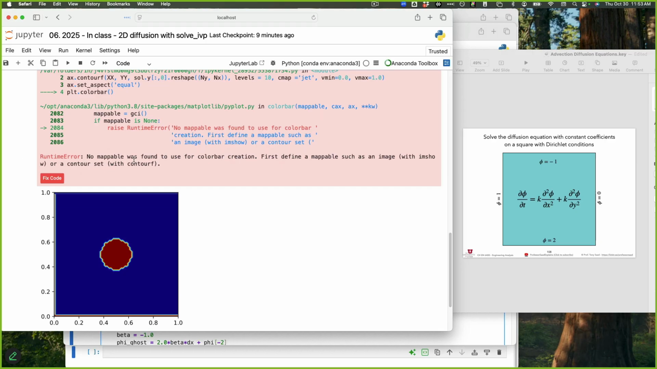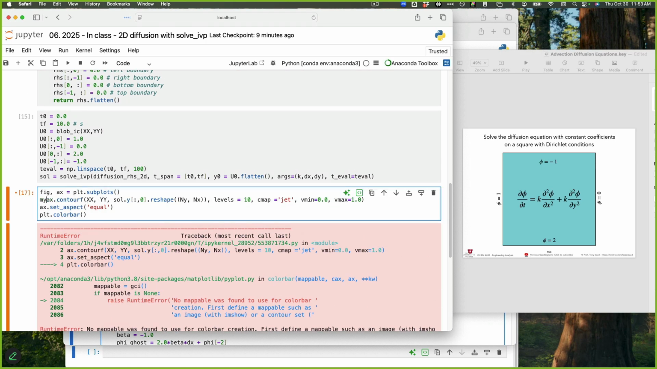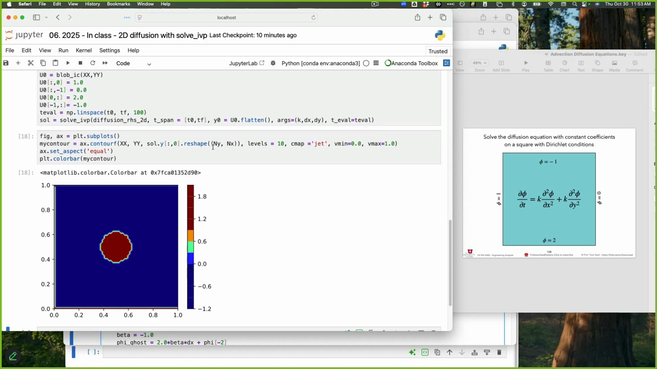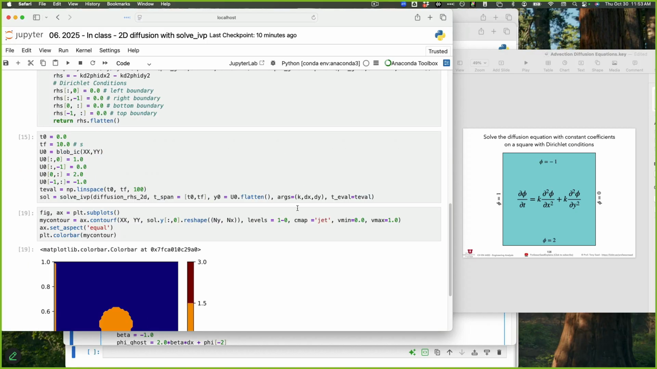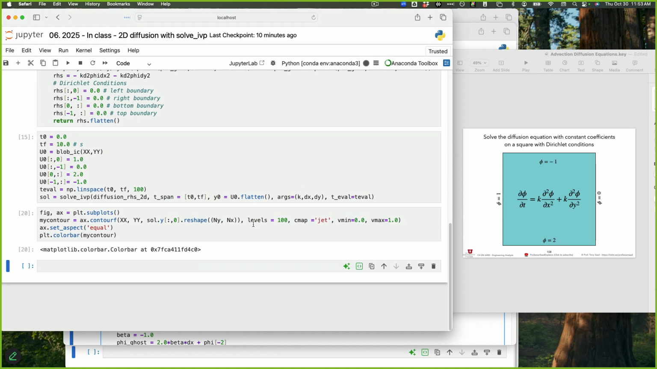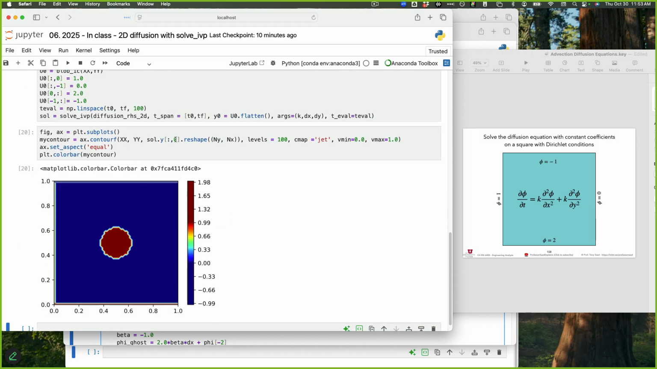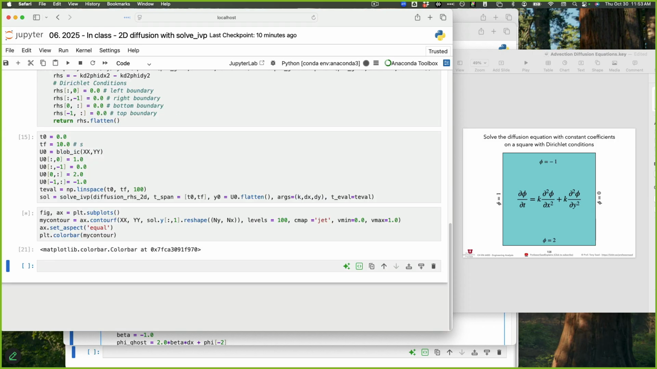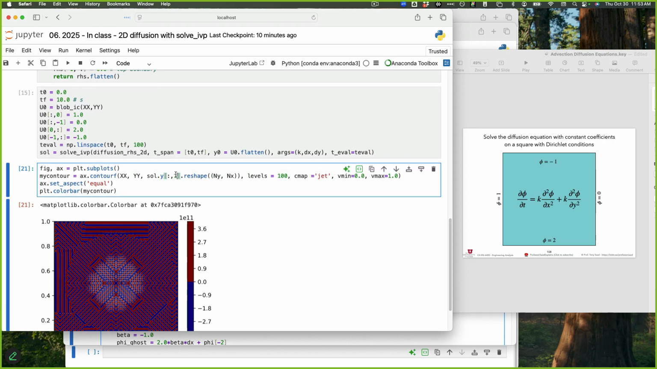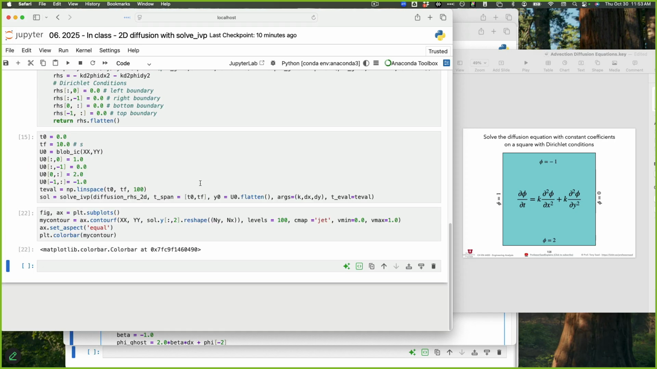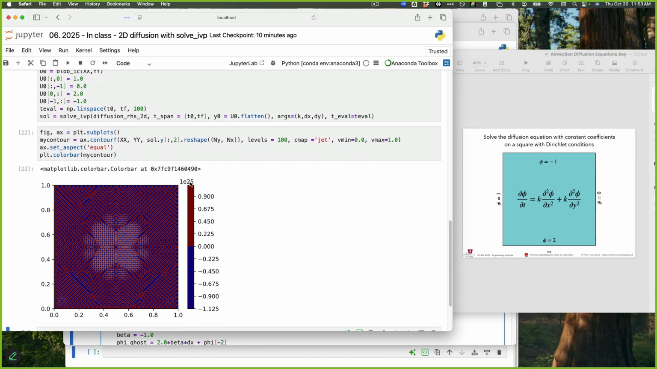Let's see. Okay, so my contour is equal plt dot colorbar my contour. Okay, so let's put 100 levels. Okay, so now this is gonna start diffusing. Let's do after the first time. Nope, it's crashed. Second time, it's crashing. And look at that, the values are insane because it became unstable.